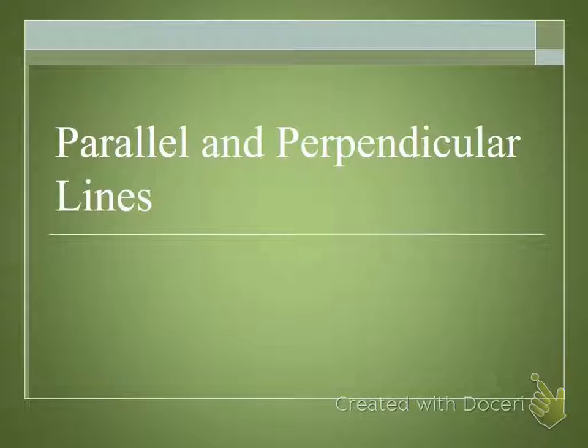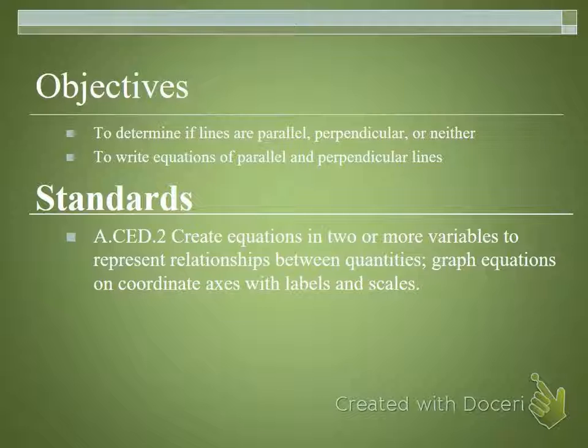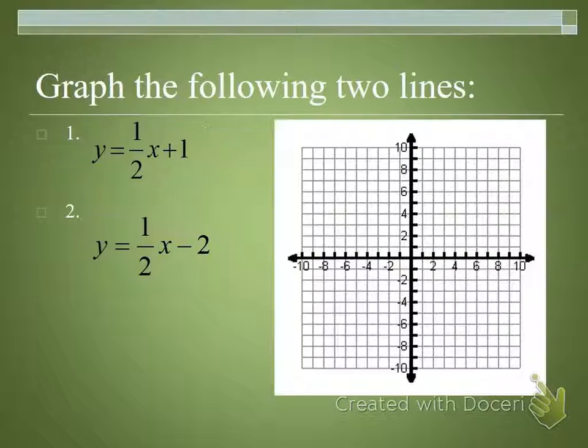All right, so today we're still going to talk about writing equations of lines. But now we're going to talk about two lines existing at once and how we can use the relationship between those lines to help us write equations. Okay? So parallel and perpendicular lines is what we're talking about. We want to be able to tell if two lines are parallel, perpendicular, or neither, and we want to be able to write equations of those parallel and perpendicular lines.